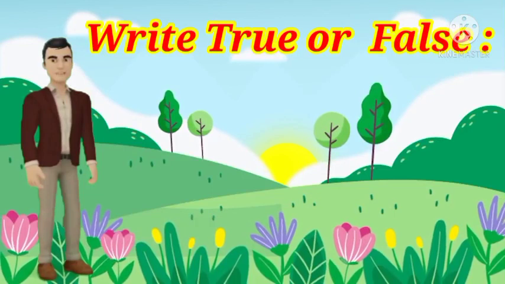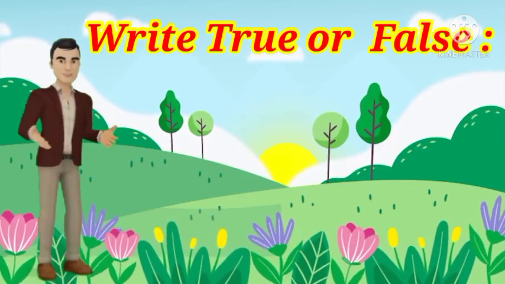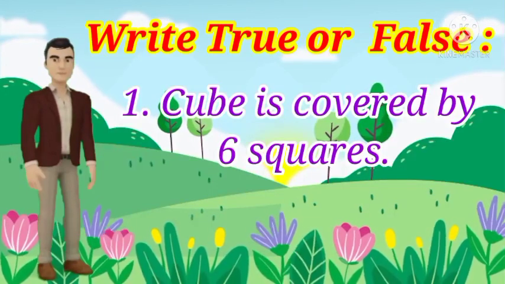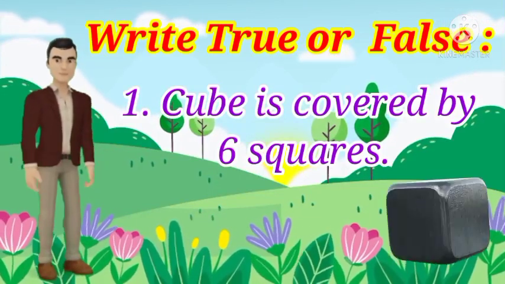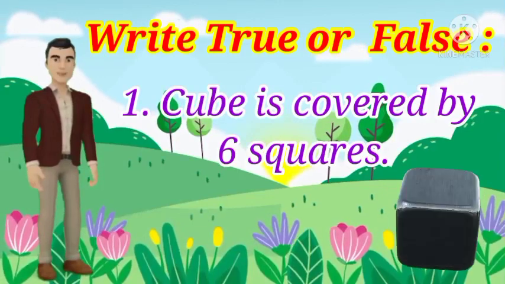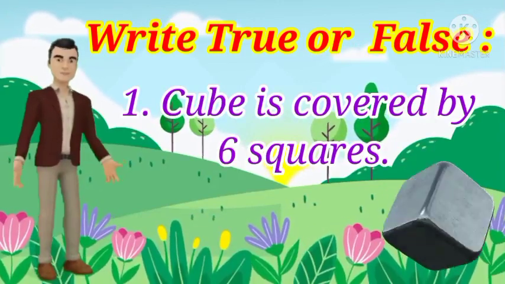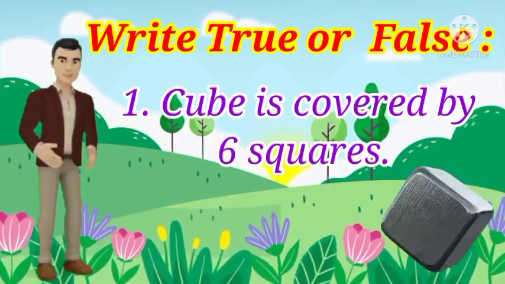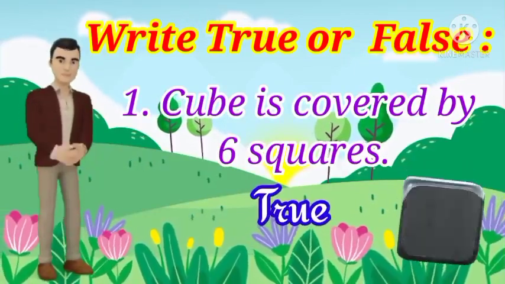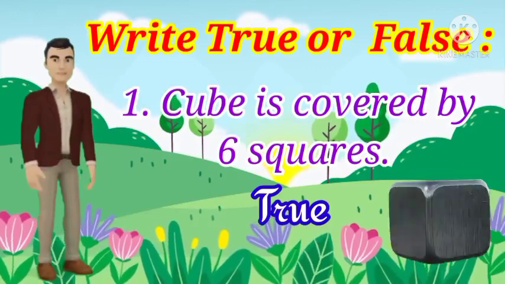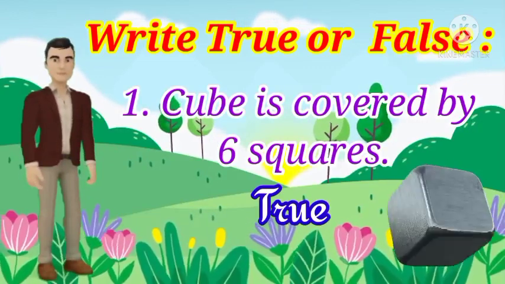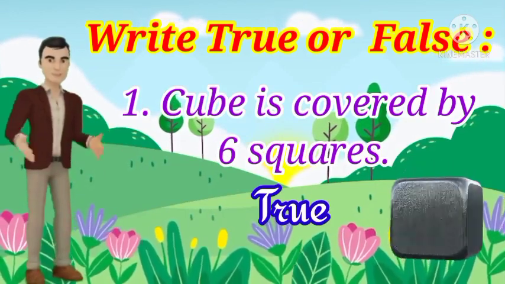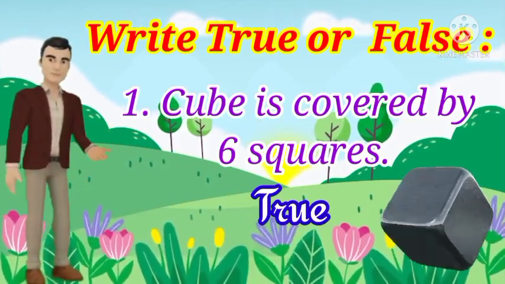Now we are going to see about true or false. The first question is, cube is covered by 6 squares. Whether it is true or false. It is true because cube has 6 sides or 6 squares in it.